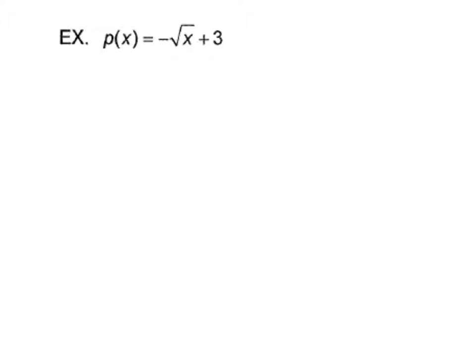P of x equals negative square root of x plus 3. The negative on the outside means a vertical flip. Plus 3 on the outside, that would be d, and plus is up, so it's up 3. And again, you've got to write these things down. I have to see in written words the transformation.